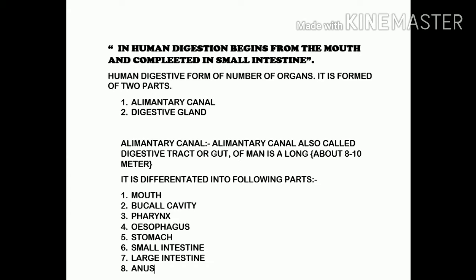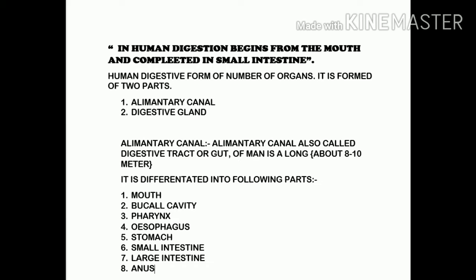Human digestive system is formed of a number of organs. It is formed of two parts, alimentary canal and digestive gland. Let's discuss about alimentary canal. Alimentary canal, also called digestive tract or duct of man, is about 8 to 10 meter long. It is differentiated into following parts: mouth, buccal cavity, pharynx, esophagus, stomach, small intestine, large intestine, and anus.